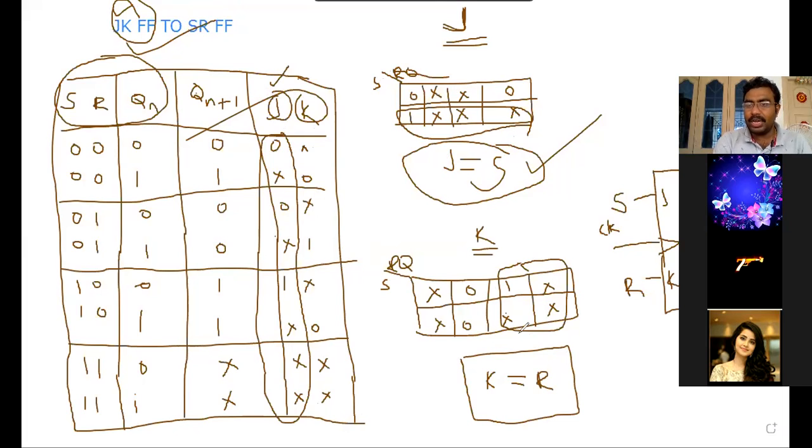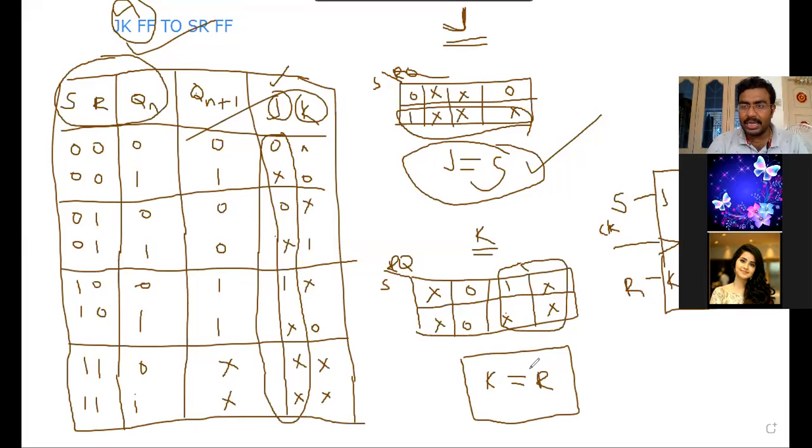Okay, for each and every flip-flop you will not get the same equations, guys. J equal to S and K equal to R, you will not get something like that every time. You may get equations also. You have to design that equation and give the connections to that J and K.